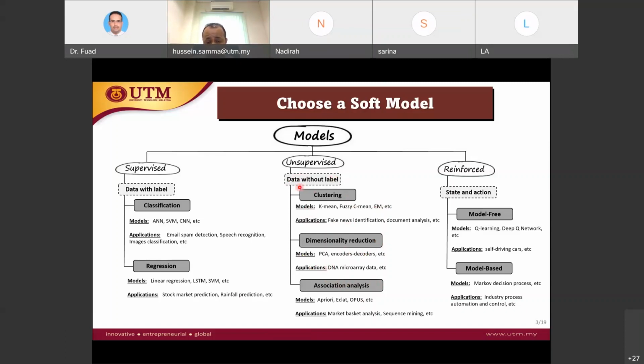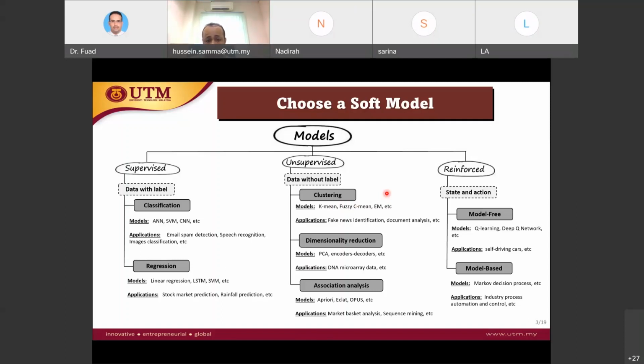So under unsupervised learning models here, we have clustering, dimensionality reduction, association analysis, and so on. The key idea here is we don't have the label. We just try to manipulate the data without guidance. So for clustering, we'll try to cluster this data without any guidance. Here we have several algorithms that could be used for clustering. The most popular ones are k-means, fuzzy c-means, expectation maximization, and so on.